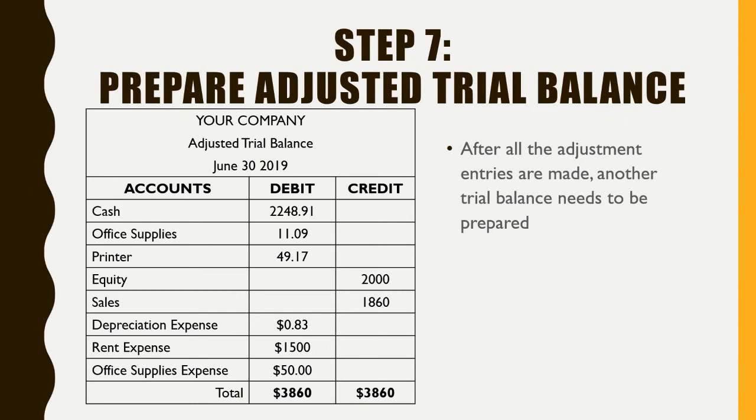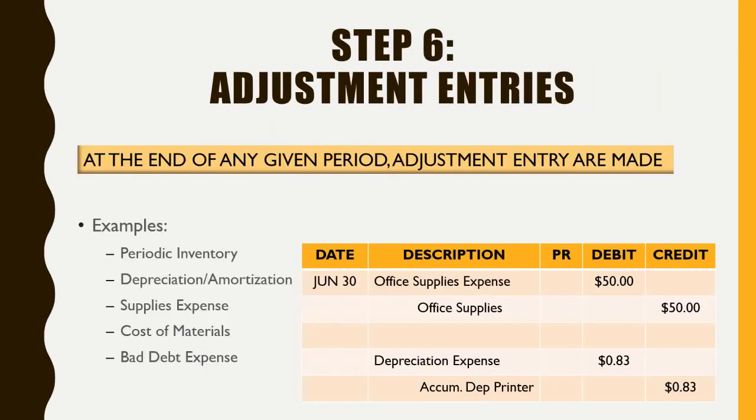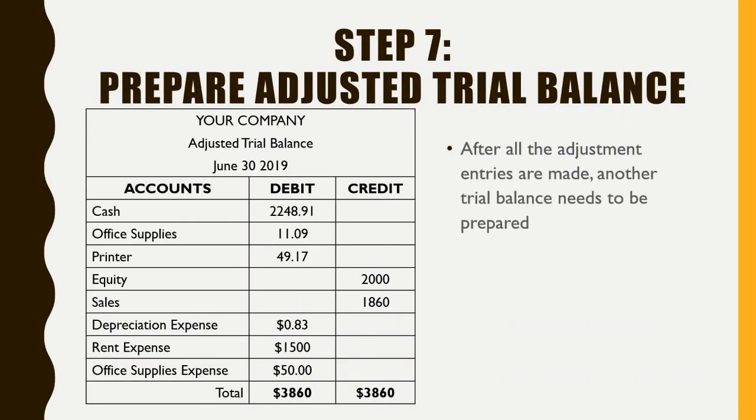Okay, so for example, when we looked at the supplies expense and the office supplies, you're going to notice that your account balance in office supplies is going to decrease, but however, you've placed it in office supplies expense for the $50. So again, you want to make sure that when you debit and when you credit your accounts, when you do the adjusted trial balance, you are placing the correct debits and the correct credits in their respective places.